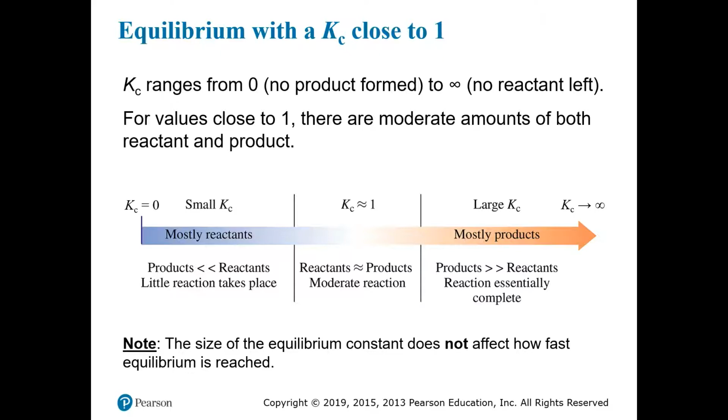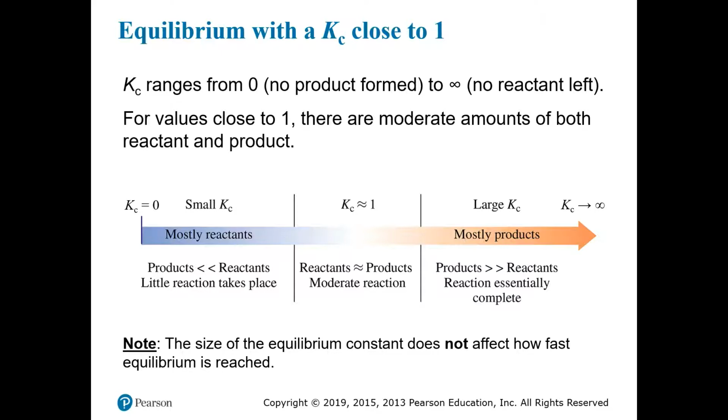The first thing to understand is that since Kc is always calculated from concentrations, it's always going to be a positive value. It doesn't make sense to have a negative Kc value any more than it makes sense to have a negative concentration. It just doesn't happen.